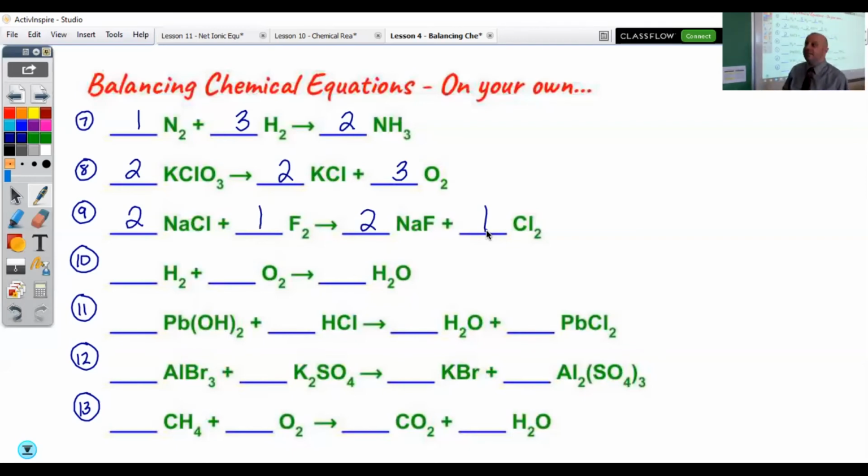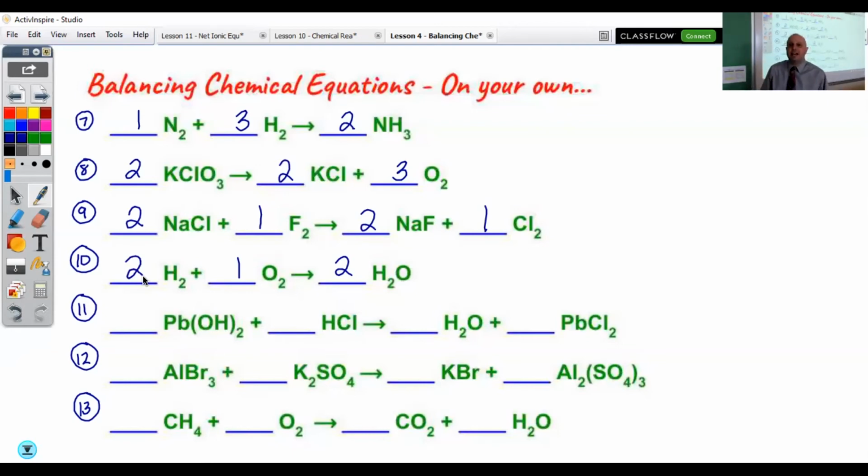Let's take a look at number 10. I have 2 hydrogens on the left, 2 hydrogens on the right. 2 oxygen on the left, but just 1 oxygen on the right. So I know I'm going to need to put a 2 here. That, of course, changes my number of hydrogens. Now I have 4 hydrogens on the right side. So I need to put a 2 here.